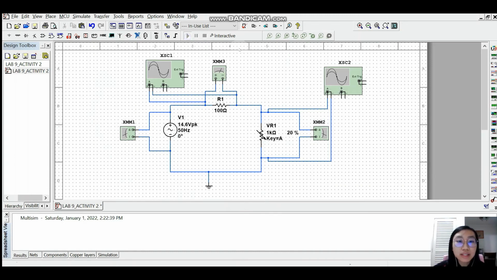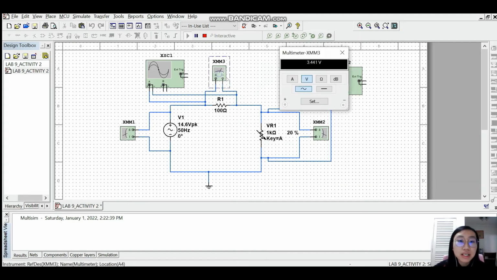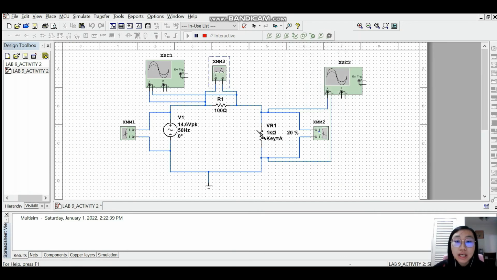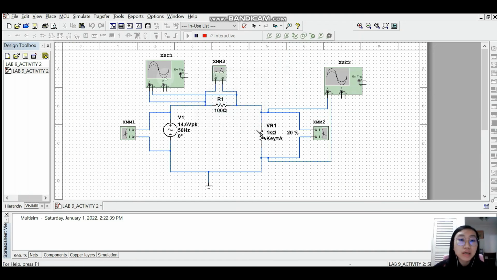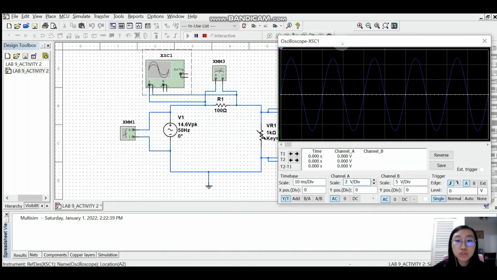Next, we run the simulation, and we can observe the voltage across the resistor R1 and also the variable resistor. We can see 3.441 volt, which is the RMS value of the voltage across the resistor R1. For the variable resistor, the voltage is 6.882 volt in RMS value. We can also observe the waveform from oscilloscope 1.